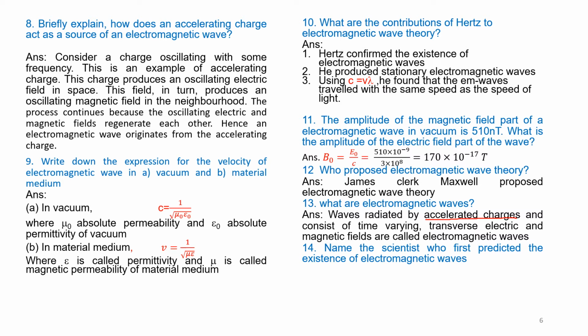Question number 14. Name the scientist who first predicted the existence of electromagnetic waves. Hertz predicted the existence of electromagnetic waves.